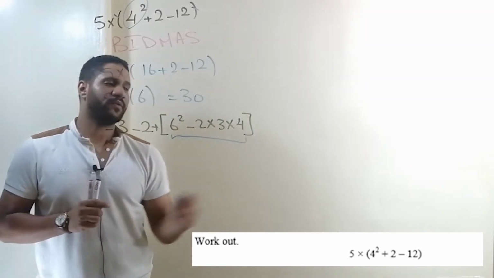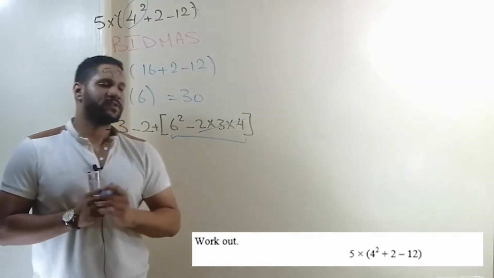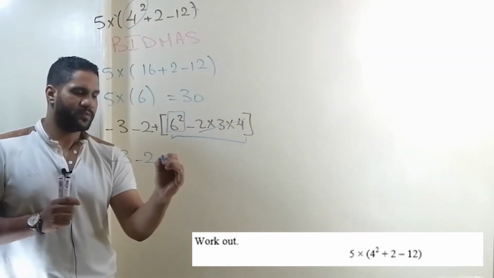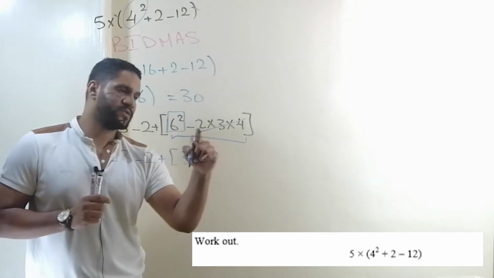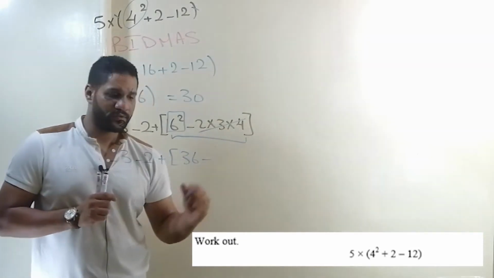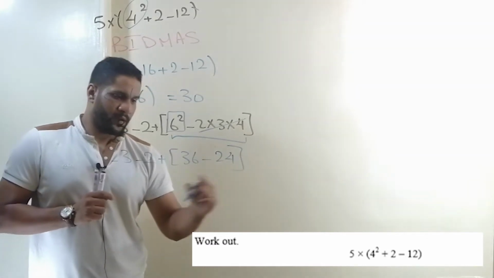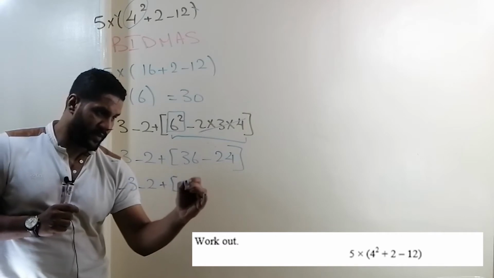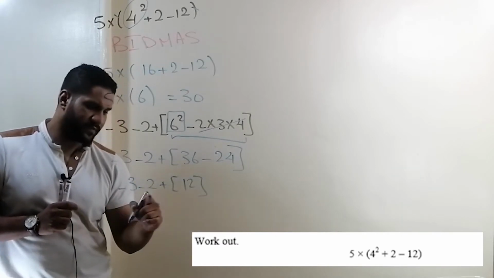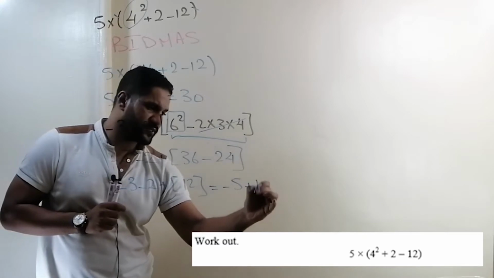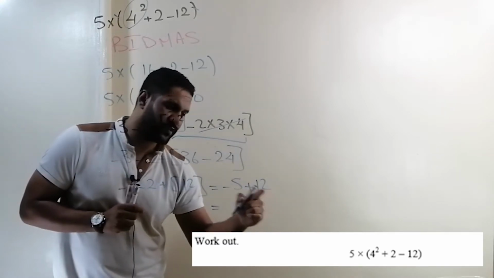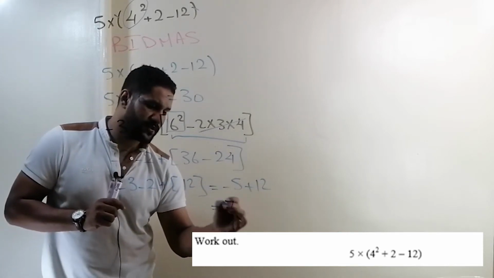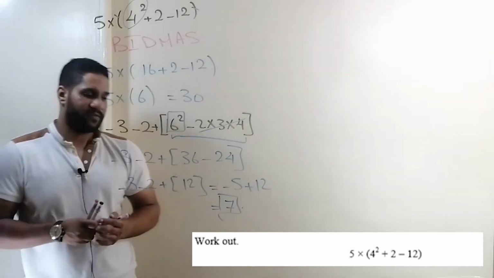First of all, I'll start by dealing with the bracket. I will get the value of this multiplication and the power will be resolved. So negative 3 minus 2 plus 36 minus 2 times 3, 6 times 4, 24. 36 minus 24 will give me 12. Negative 3, negative 2, it's negative 5 plus 12. Of course, negative 5 and 12, the bigger is positive, so the answer must be positive. Two different signs, so we'll subtract, so the answer is 7.